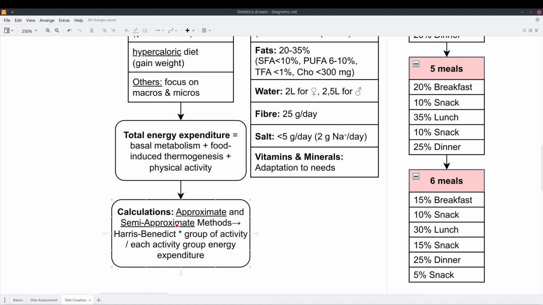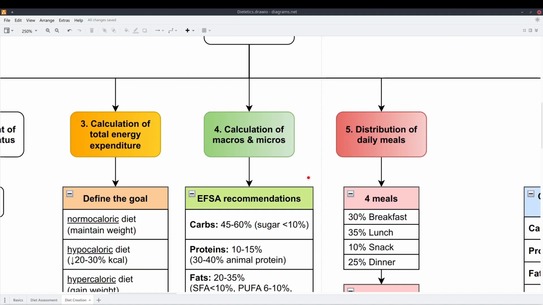And then we have the semi-approximate, which is to multiply the Harris-Benedict formula by each activity we do during the day. For example, in the morning we do mainly light activities, then in the early afternoon a heavy activity, and in the evening a moderate activity. So we multiply by each and every one of these, and then we sum them together. Then we have the calculation of the macros and micros.